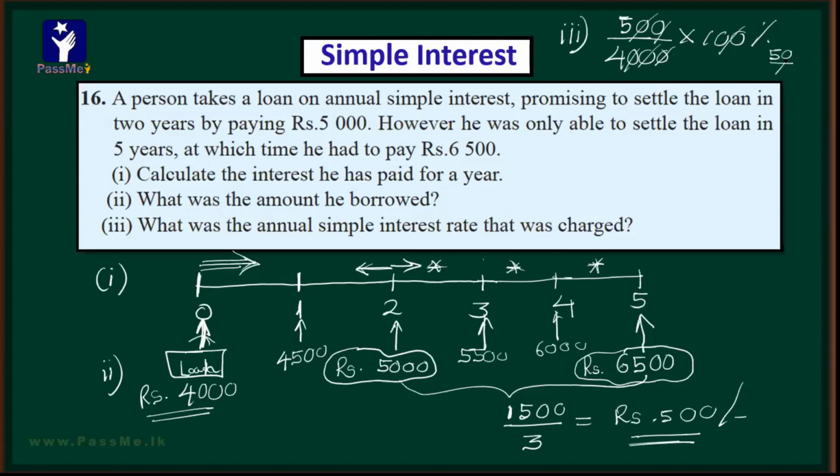50 divided by 4, that means 12.5%. That is the final answer for part 3. So I think part 3 is clear.